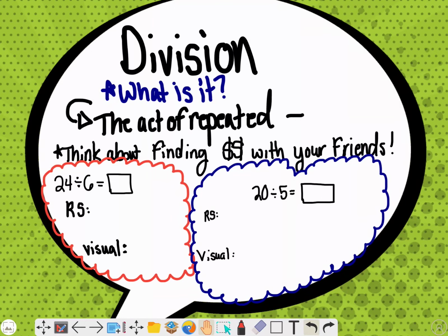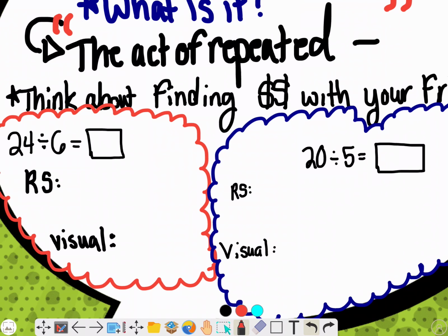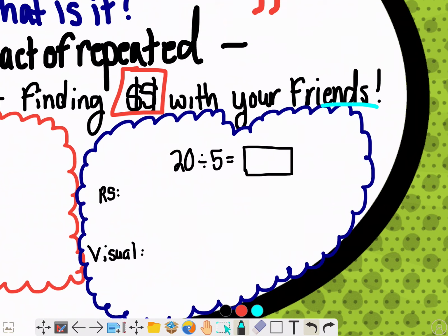This video is dedicated to teaching you what is division, not just how to do it. So what is it? If you were to look it up in the dictionary, they're going to describe it as the act of repeated subtraction. When I see a division problem, I like to think about it as me and my friends walking down the hall and we find some money on the ground, and how many friends you have is going to determine how much money each person gets.